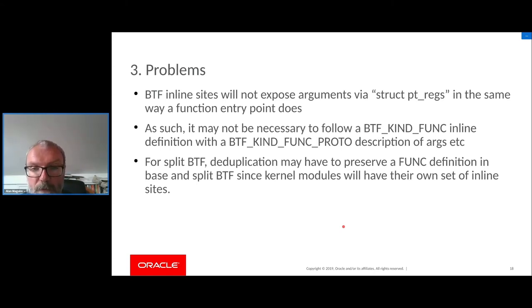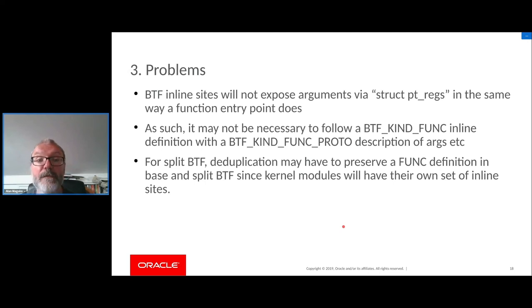the function representation, which is the name, and then it points at a prototype for the function, which has all the type information about the arguments or return values. So if we can't make use of that prototype, it might not be necessary to encode it. Because, as I say, we can't make that simple mapping from types of arguments to register values, because we're in the middle of a function. So there's no simple mapping there. And it's going to vary from inline site to inline site.